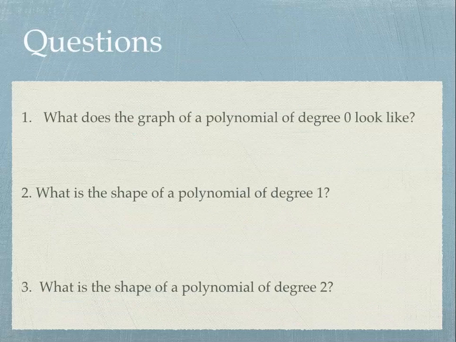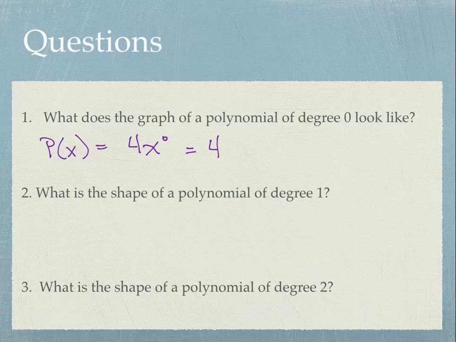When you are dealing with certain degrees, you should have a good idea of what their shape looks like. So if I wanted a polynomial of degree 0, then the highest exponent that the polynomial can have is 0. So say I have 4x to the 0. Remember that anything to the 0 is really just 1. So this is the same as 4.